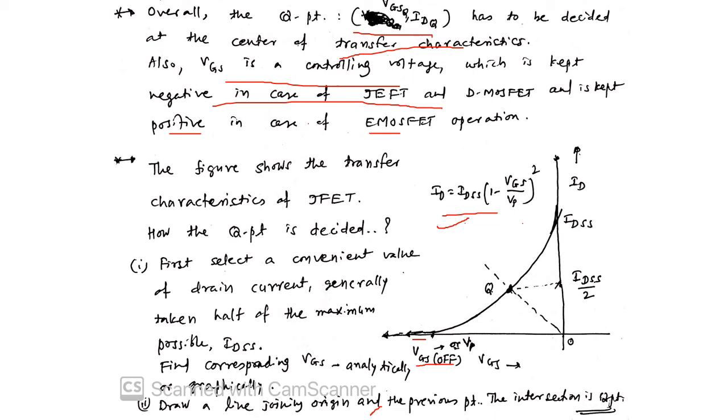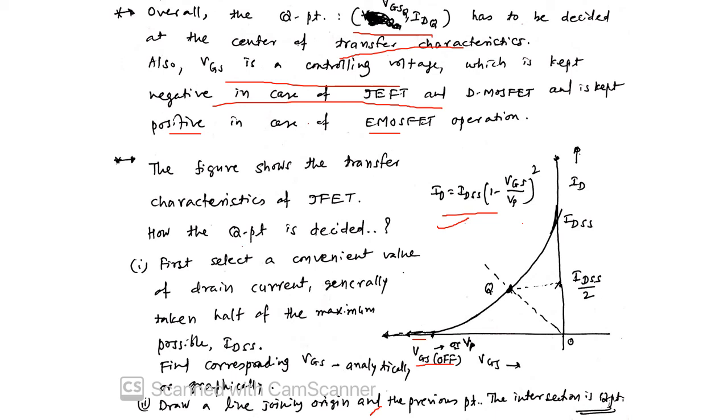You can try to understand this: if you take VGS equal to, suppose, VP by 2, it is somewhere here. If it is VP by 2, then 1 minus 1 by 2, squared, is 1 by 4, so it is IDSS by 4. That means ID is not at the half point, but at the fourth point, that is IDSS by 4. So that's how this is actually non-linear.